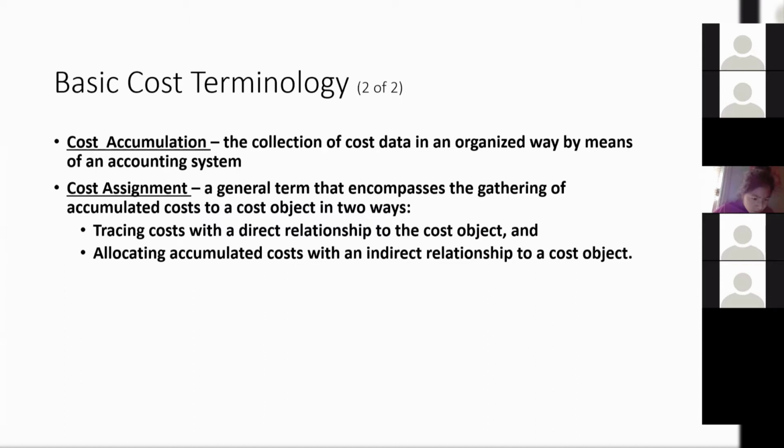We use a systematic method for allocating the indirect costs, such as activity-based costing, process costing, or allocating with a predetermined overhead rate. Okay, we're getting ready for our first real Learning Catalytics question.